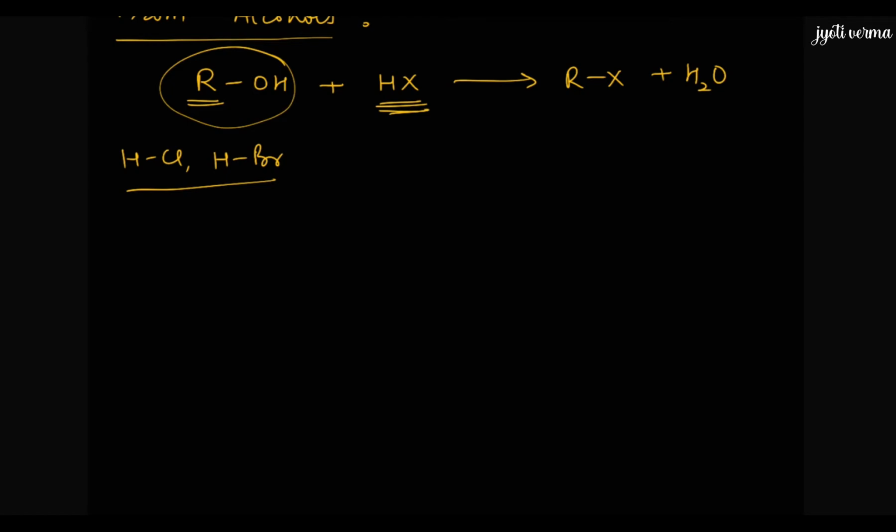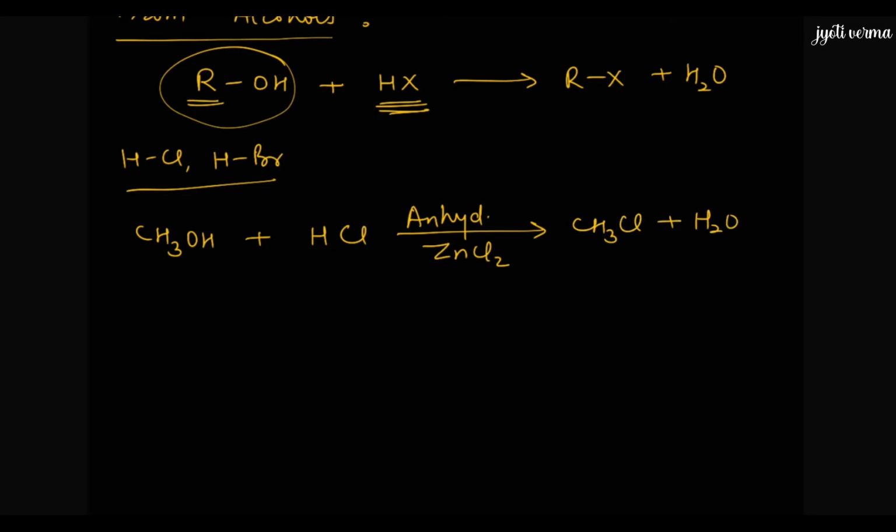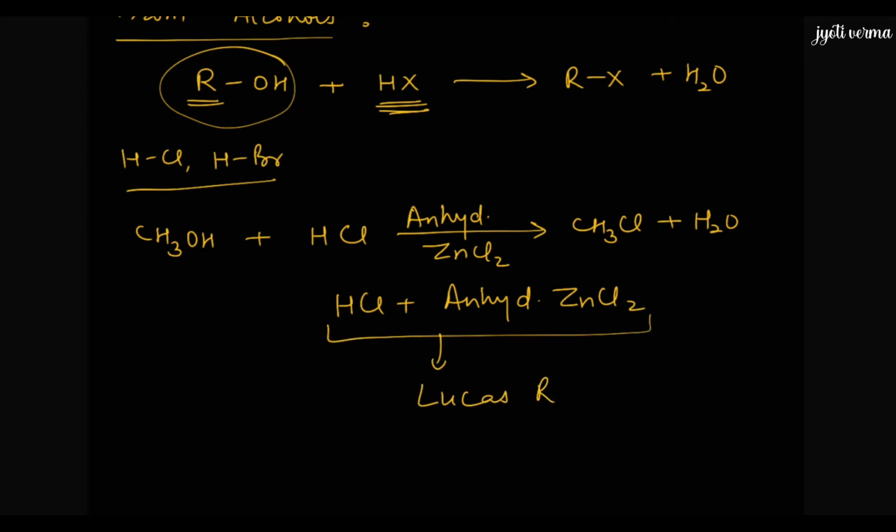Say for example, if we have a primary alcohol like methanol or ethanol, when we do its reaction with HCl, the reaction will take place in presence of anhydrous ZnCl2 and the compound obtained will be CH3Cl plus H2O, right? Now this HCl plus anhydrous ZnCl2, the mixture of the two, there is a special name for this. That is Lucas reagent. This mixture of the two is called Lucas reagent.